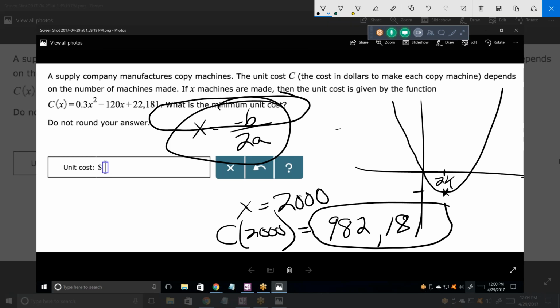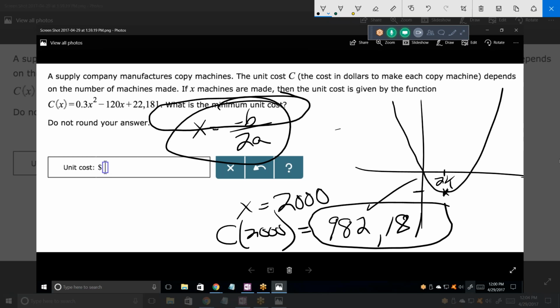So you're telling me it's $982,000 to produce a copy machine? I doubt it. When you get an answer that does not seem like it could be real, it usually is indicative that you've made a mistake somewhere. Right, but it might be the 2000 that's the mistake. I don't know. I didn't check. You want me to check real quick?